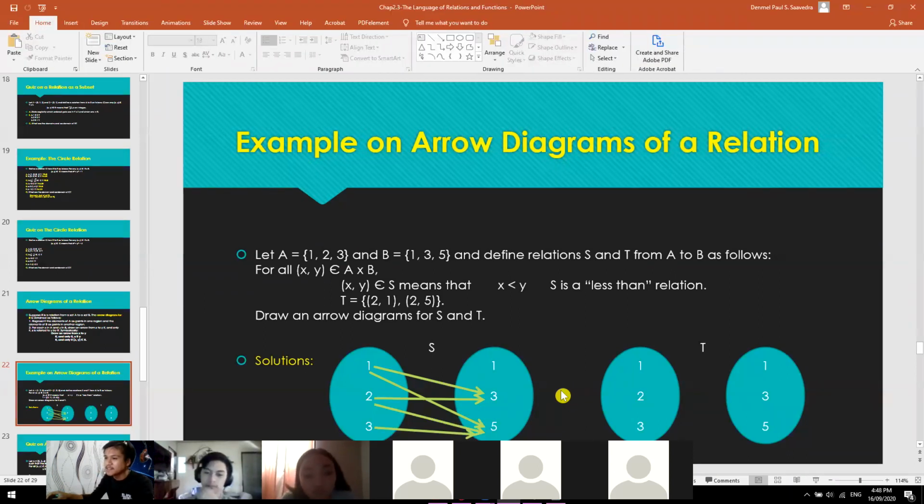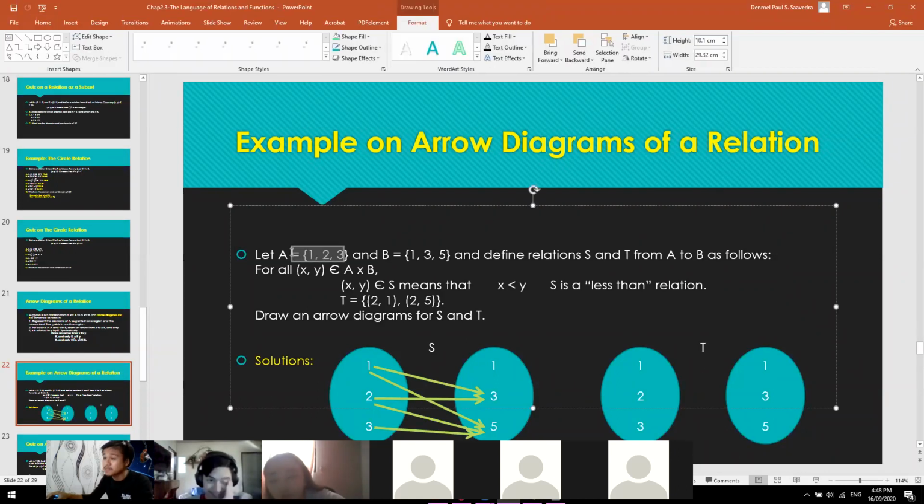Okay? So, out of those sets, meron tayong nabuong relation wherein we have the ordered pairs (1, 3), (1, 5), (2, 3), (2, 5), and then (3, 5). Okay? Next one, letter T.